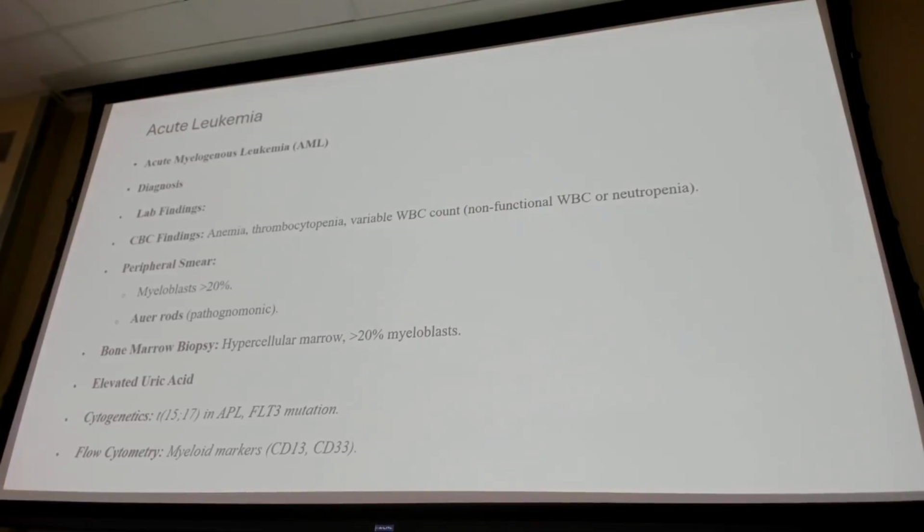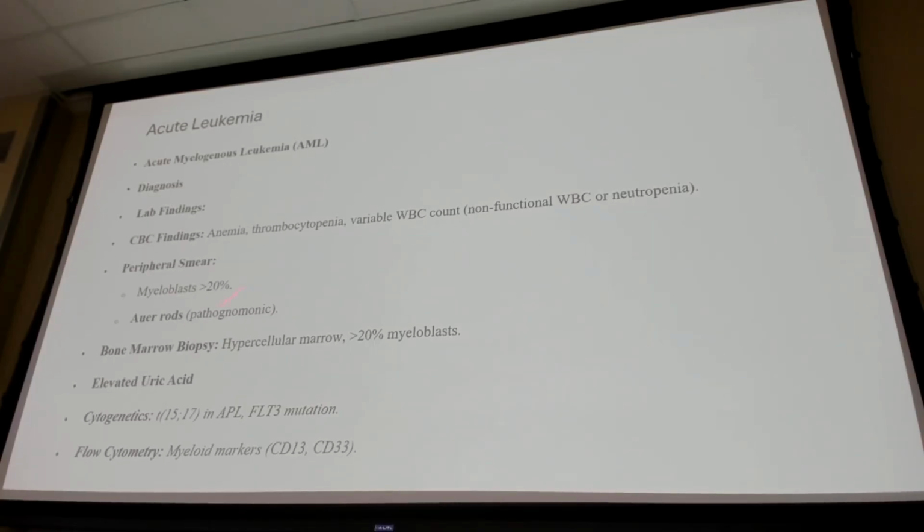Lab findings, we said this, anemia, thrombocytopenia. The WBC count, again, could be variable just depending on where they are in that disease process. Is it so early in the disease that their white count still appears normal? Is it at a time where everything is sequestered in the bone marrow and the white count starts to drop because none of the mature cells are getting into circulation? Or is it a time where everything is spilled out into circulation and that white count spikes, even though those are a bunch of blast cells, so they're not functional?